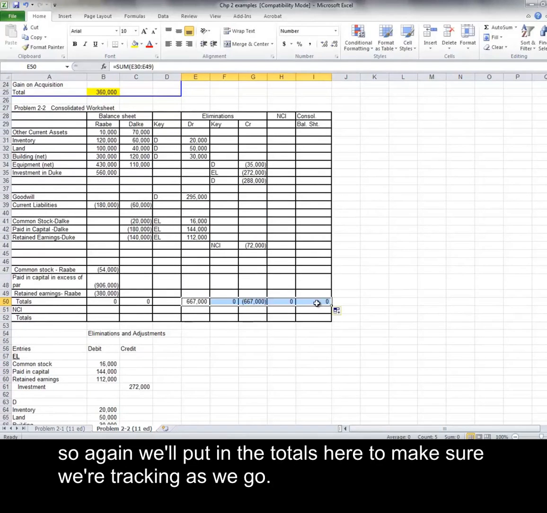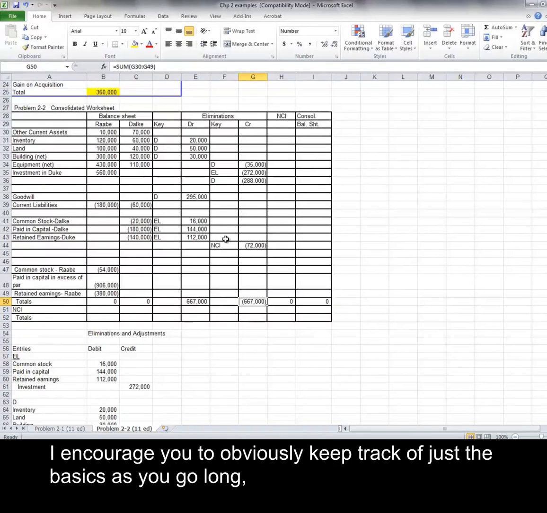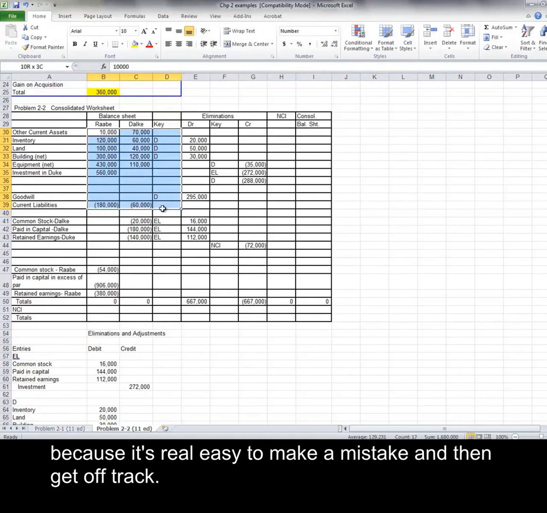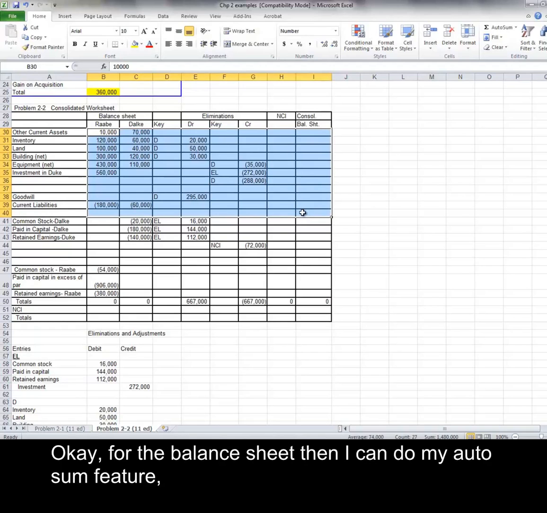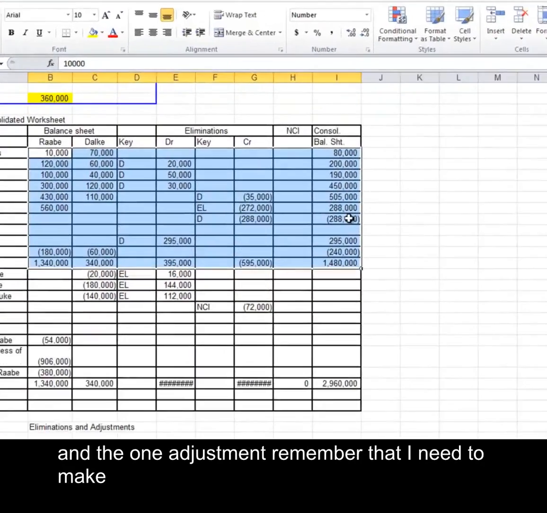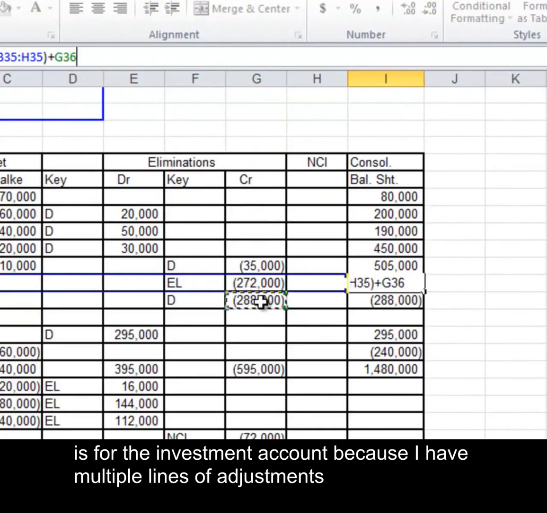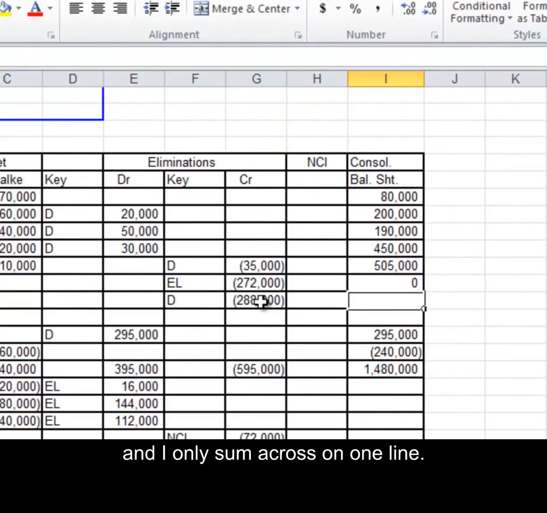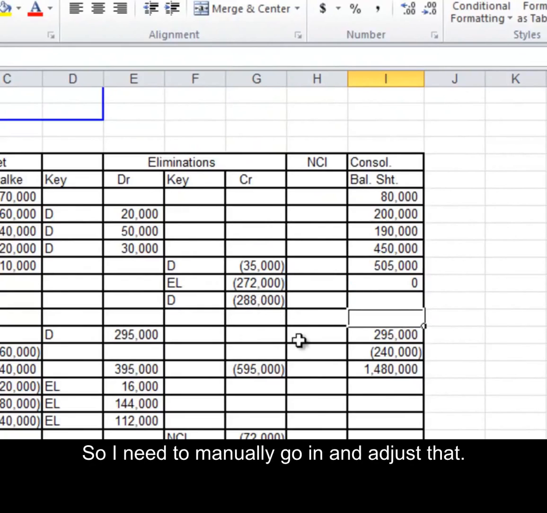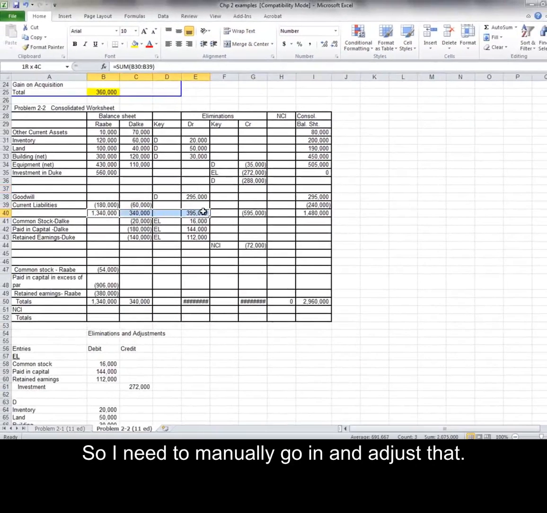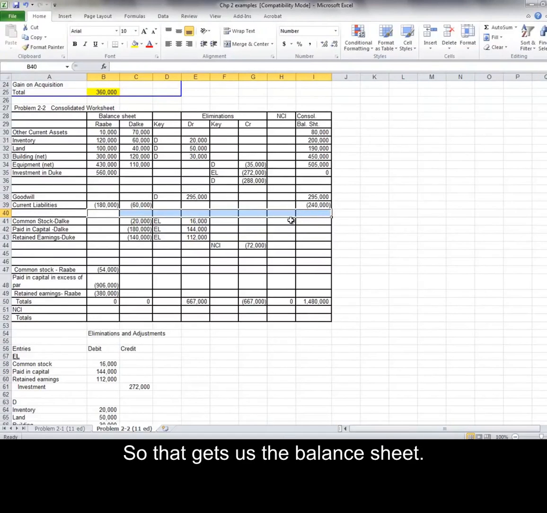So again, we'll put in the totals here to make sure we're tracking as we go. I encourage you to obviously keep track of just the basics as you go along, because it's real easy to make a mistake and then get off track. Okay, for the balance sheet then, I can do my auto sum feature, and the one adjustment, remember, that I need to make is for the investment account because I have multiple lines of adjustments and I only sum across on one line. So I need to manually go in and adjust that. So that gets us the balance sheet.